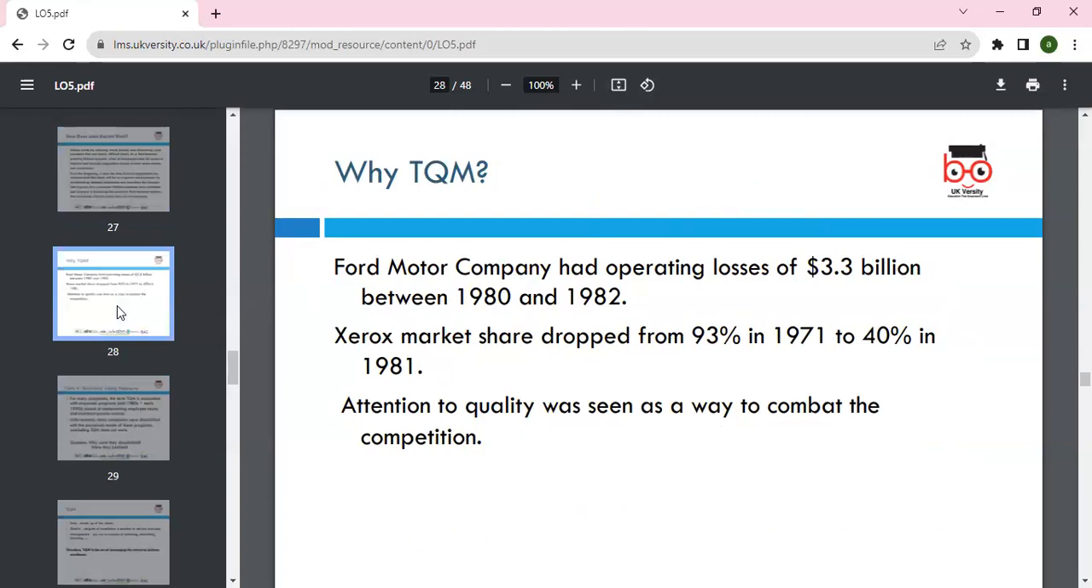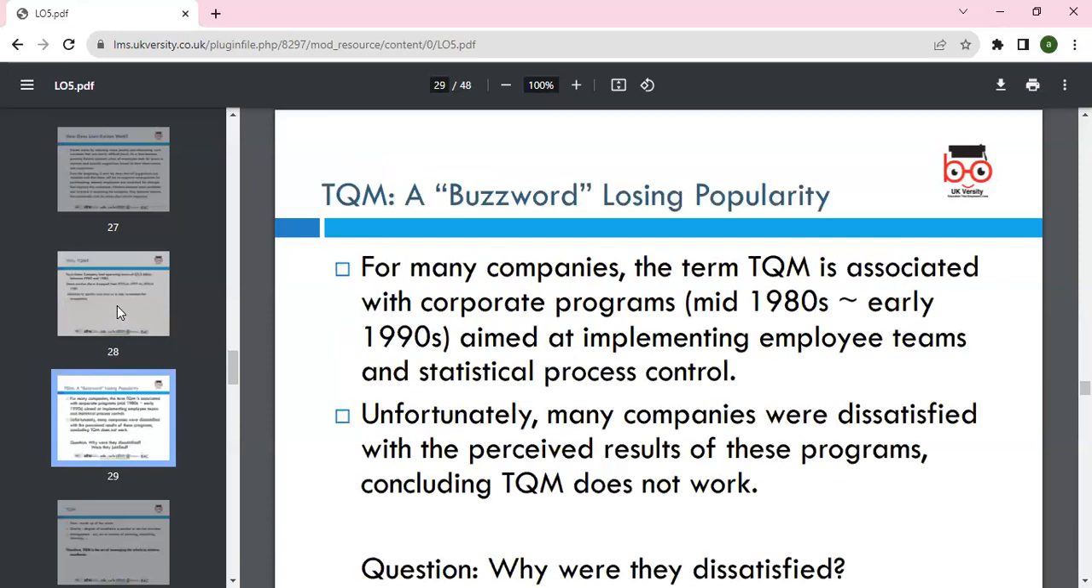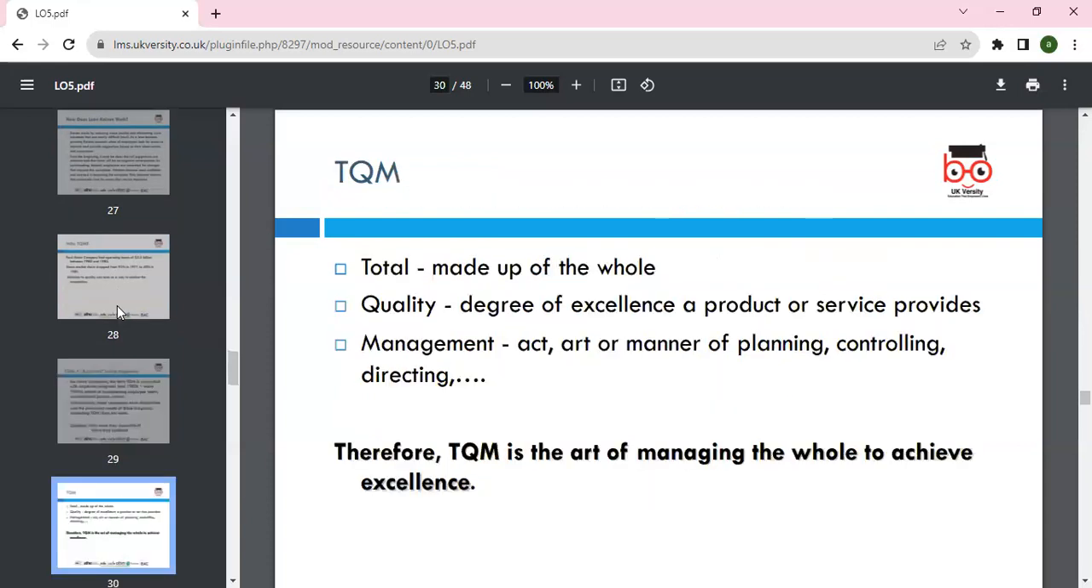So for total quality management, you have to make sure your recruitment is right, your material is good quality, your customer service is trained workers, and then you can achieve total quality. Otherwise, you can't. So it's a buzzword, losing popularity in many companies. The term TQM is associated with the corporate program which started in the 1980s and 90s in Japan. And the quality of cars improved, dissatisfaction reduced, the assembly line improved. So they're doing it. Total quality management is the art of managing the whole to achieve excellence. That's why the Japanese firms are miles ahead of other companies.